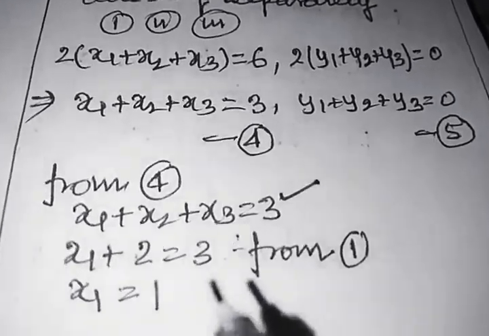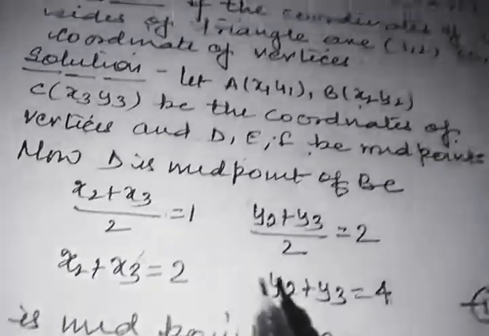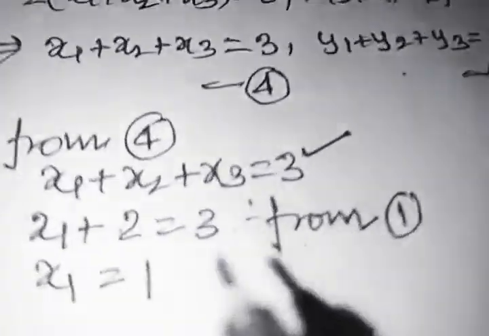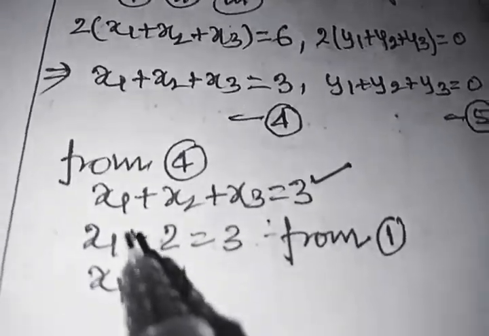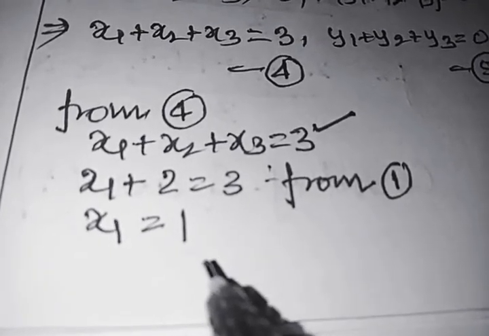Now see, from 1 we have x2 plus x3 is equal to 2. So x2 plus x3 is equal to 2. So that will give you x1 plus 2 is equal to 3 and x1 is equal to 1 here.